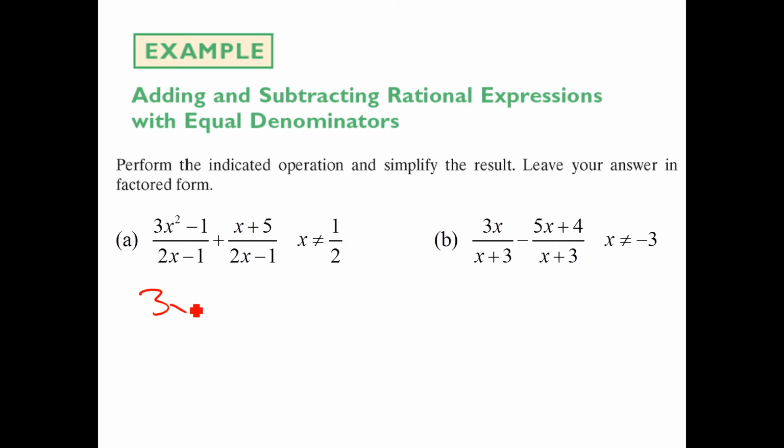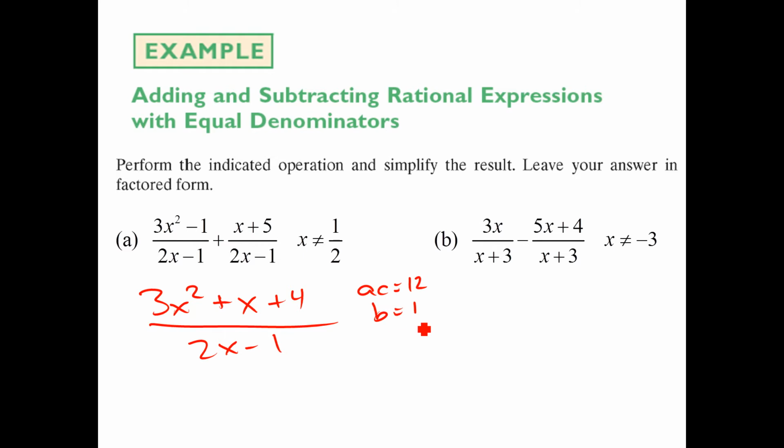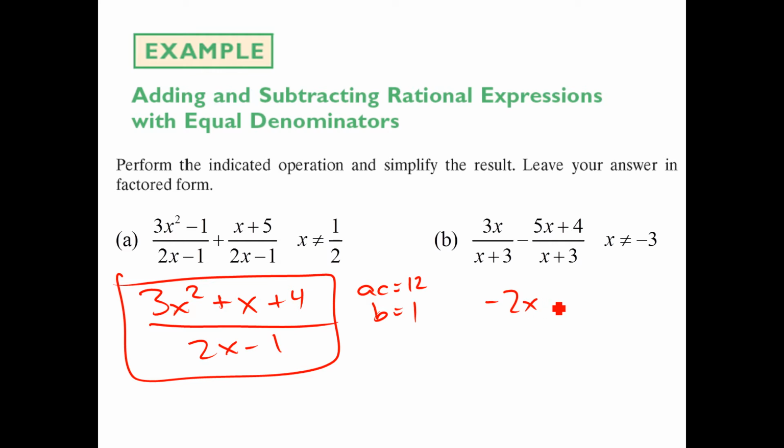This is 3x squared plus x plus 4 all over 2x minus 1. And you want to check to see if you can factor this. Here, AC would be 12, and B is 1. There's no way to multiply to 12 and add to 1, so our job here is done. All right. And then on the next one here, we're going to have 3x minus 5x is -2x minus 4.